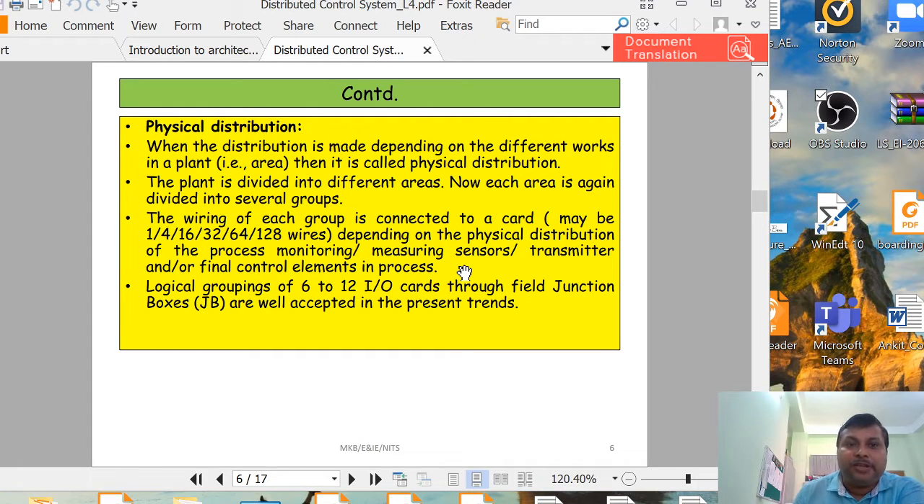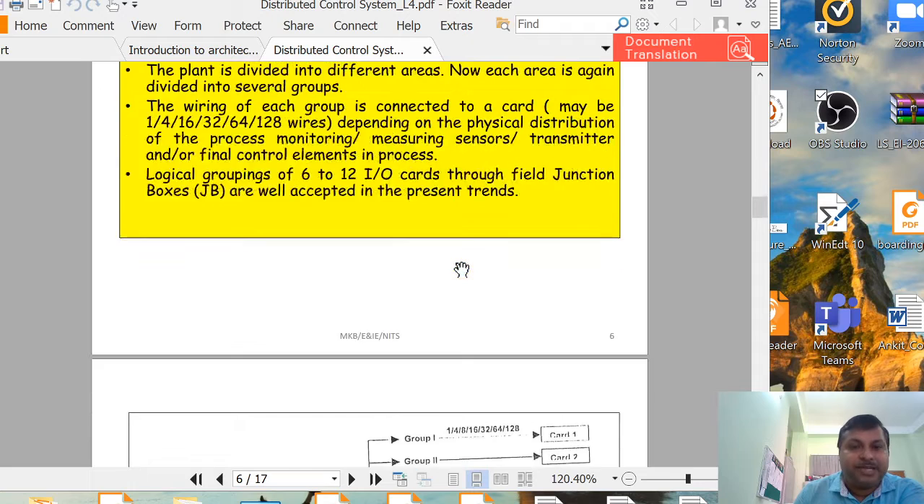The wiring of each group is connected to a card, maybe 1, 4, 16, 32, 64, 128 number of wires, depending on how many inputs and outputs you have, depending on the physical distribution of the process monitoring, measuring sensor, transmitter or final control element in a process. Logical groupings of 6 to 12 IO cards through field junction boxes are well accepted in the present trends.